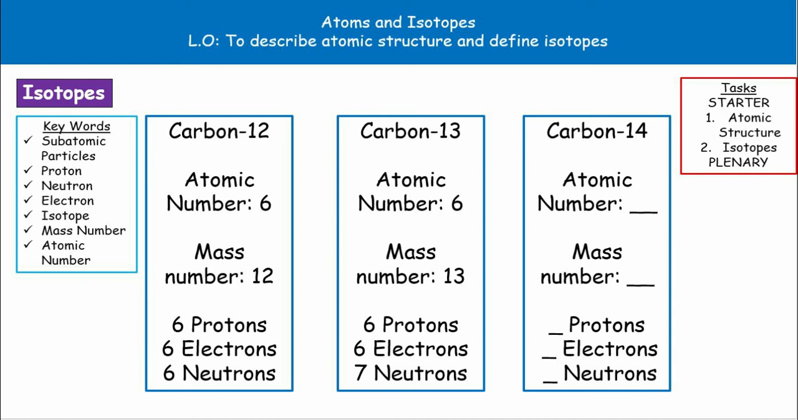If we do the same thing for carbon-13, we've still got 6 protons and 6 electrons, because the atomic number is still 6, it hasn't changed. But the mass number is 13 in this case. So we need to do 13 minus 6, which gives us 7 neutrons. So I'm just going to give you about another minute to have those jotted down in your book, and also have a go at carbon-14 for me. See if you can fill in the blanks for carbon-14.